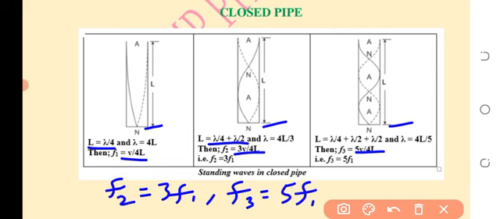And what this tells us is that in a closed pipe, the harmonic series follows the odd pattern. That is, the next one, which is F4, will be equal to 7F1, and it goes like that. Unlike the open pipe and the string, where we have the natural numbers series.